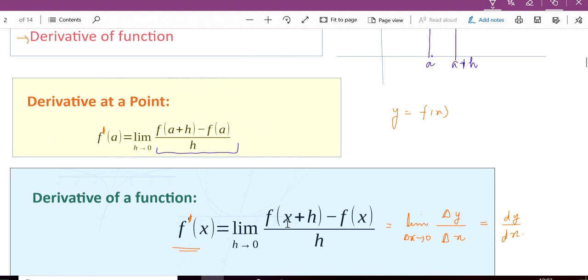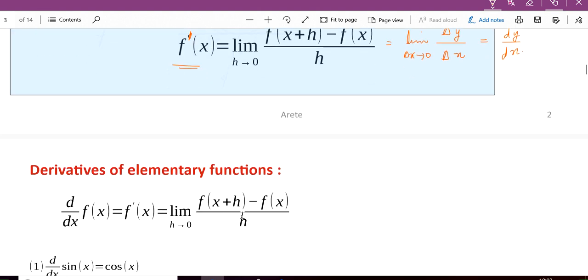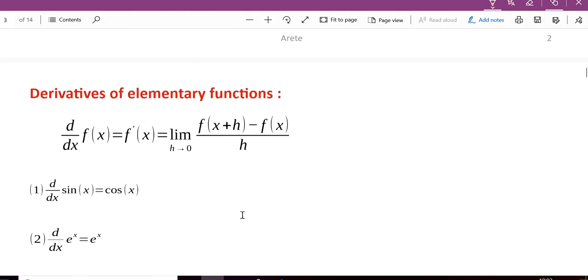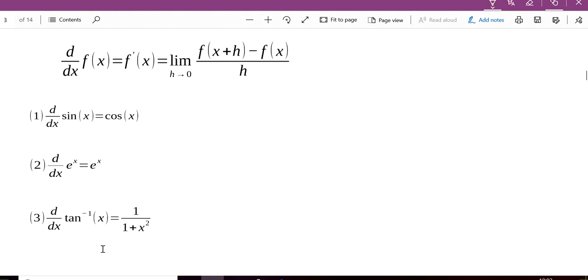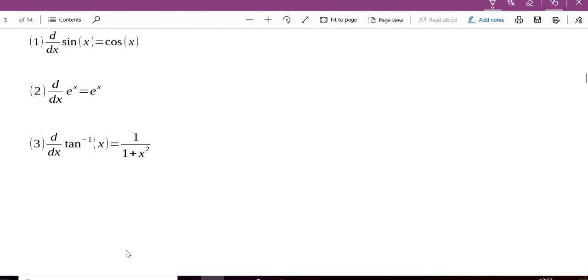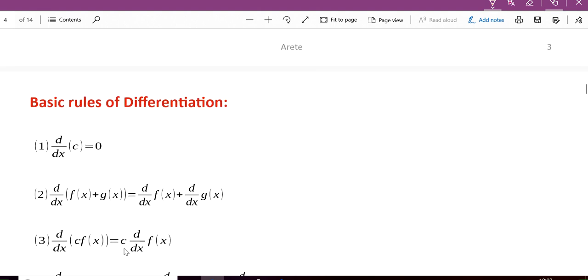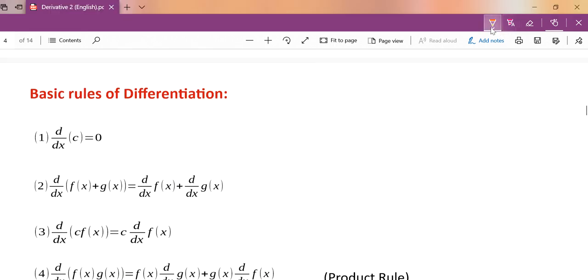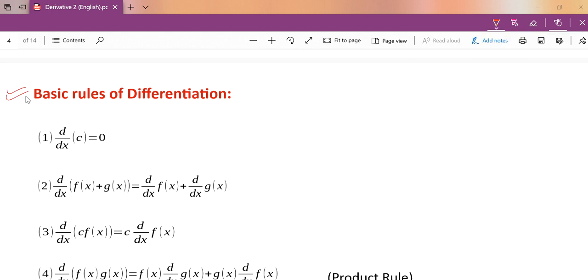Now, if we know that this is how we find the derivative for any function, then we can find the derivatives of all the elementary functions we know, like sin x, the exponential function, inverse functions, and the logarithmic function. In any textbook you can find the proofs of derivatives of all the elementary functions. A few of them I have listed here. I am not going to focus on these today, but you have to be very good at them. Now, the basic rules of differentiation.